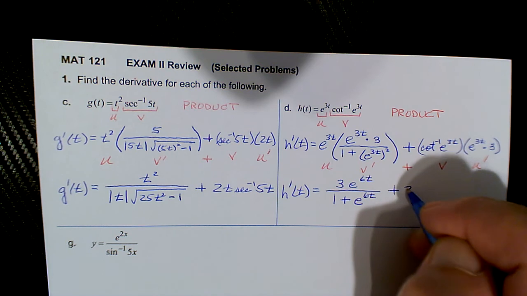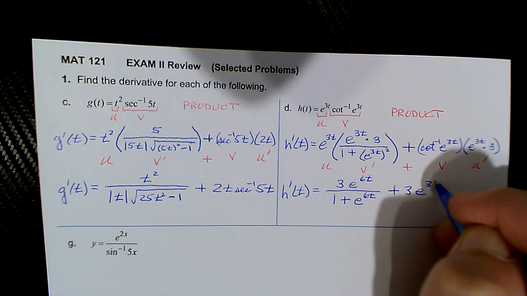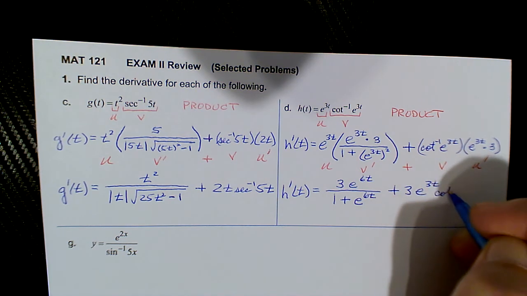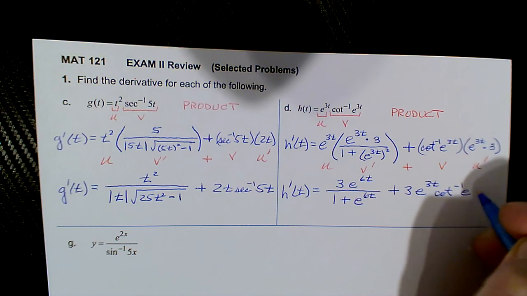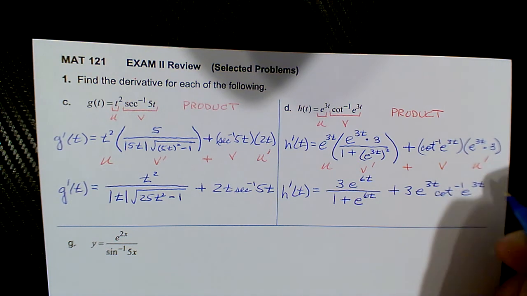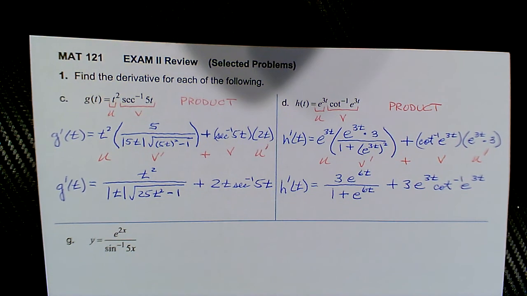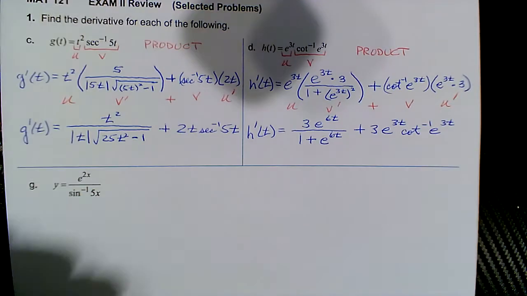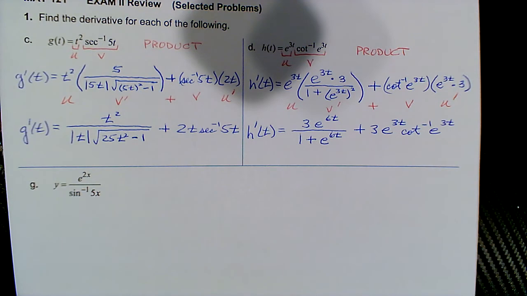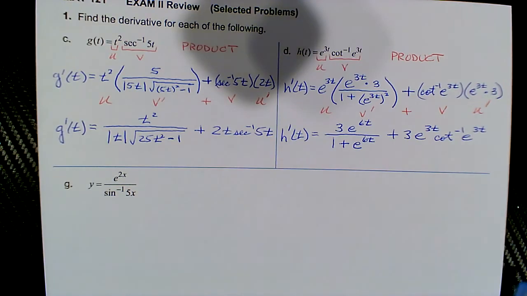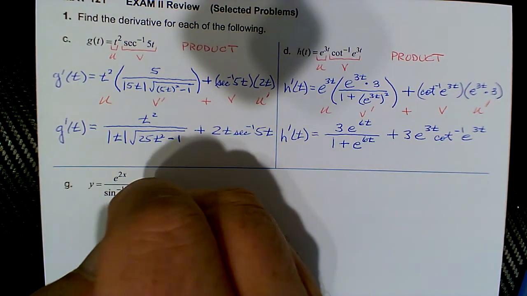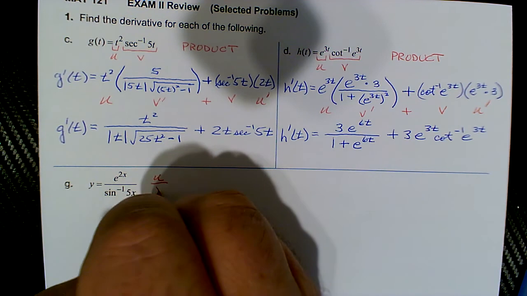And then for the second term, let's bring the 3 e to the 3t out in front of the inverse cotangent of the e to the 3t. Okay, so there's typical situations involving the product. The next example should be obvious that it's a quotient.